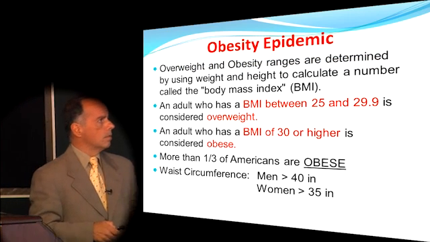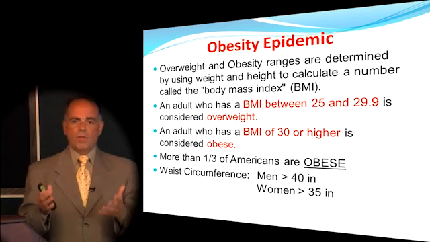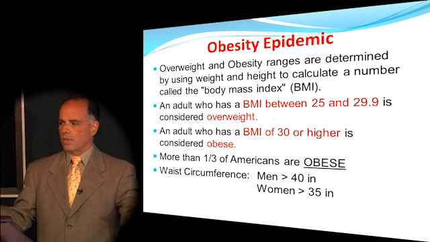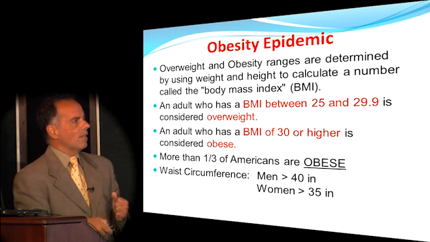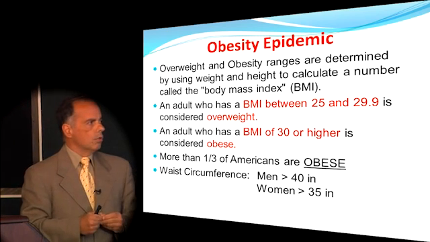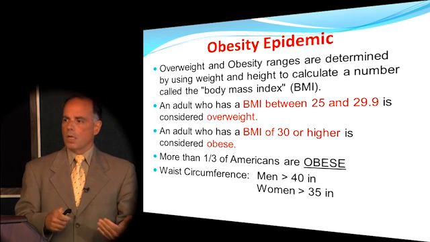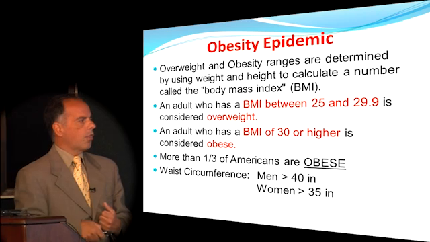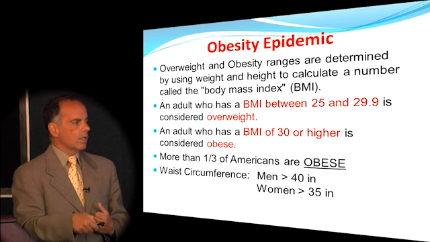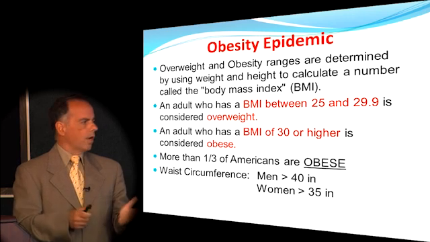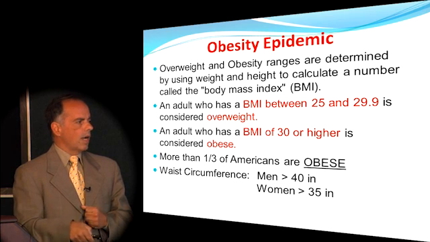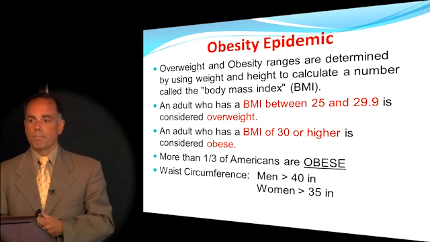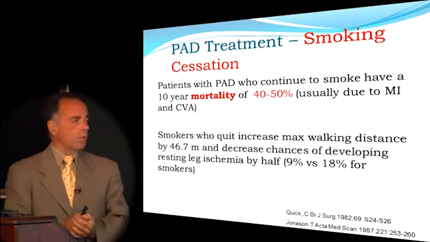So obesity is an epidemic. And it's easy for me to sit here and say, well, he's obese and he's not, but we have definitions for that, and that's what I'm trying to tell you. The body mass index, or BMI, is the tool that we use to determine when somebody is overweight and when somebody is obese. So BMI between 25 and 29.9 is overweight. BMI of 30 or higher is considered obese. More than a third of Americans are obese based on these criteria. And a very quick rule of thumb, look at your waist circumference. If you're a man wearing a size 40 or more pants, you're obese. And if you're a woman over 35 inches, you're obese. So this is one way to look at it.